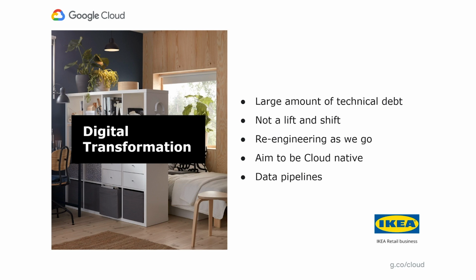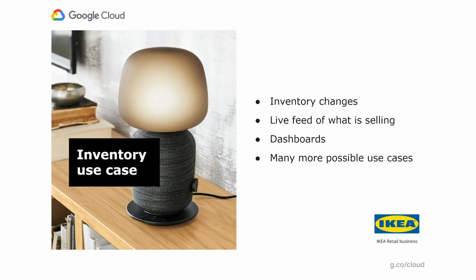So one of the use cases that we started re-engineering that is heavily using Google Cloud Functions and many other serverless technologies is our almost live feed of the inventory system that we have at each IKEA location across the globe. This enables us to show a live feed of what is selling, allowing us to export that data to BigQuery for further analysis, and also to create dashboards to give the store insights on what is happening instead of that daily or weekly report. And I'm sure there are many more use cases that we haven't even thought of yet.